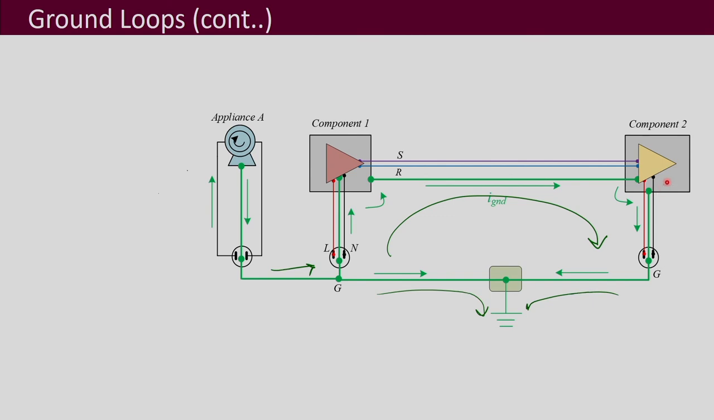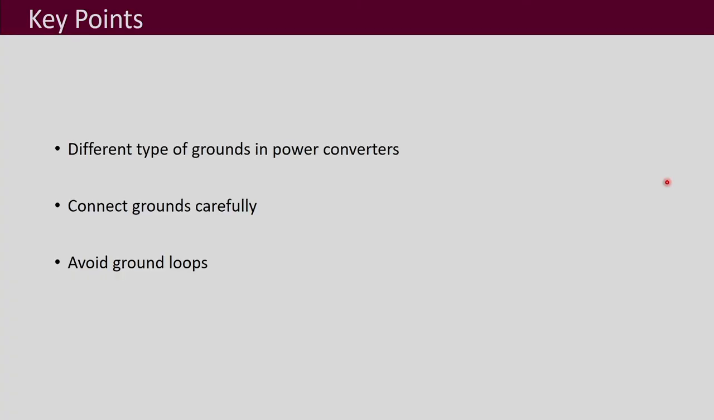So, that is why one has to be very, very careful about ground loops. They may disrupt the functioning of your power converter. And so, from the very beginning you should pay attention to whether any kind of ground loop via any means is getting formed or not. So, the key points of this lecture are that there are different types of grounds present in a power converter, and you need to connect grounds very carefully and take all measures so that ground loops are avoided. Thank you.